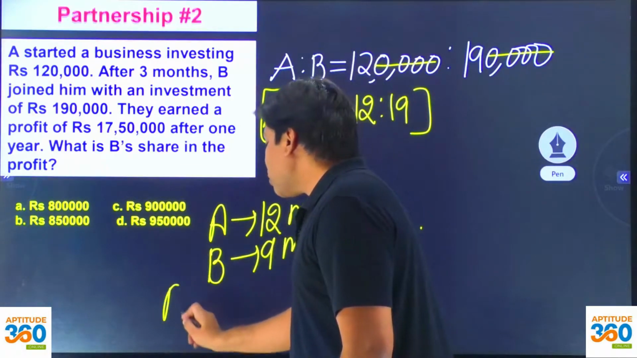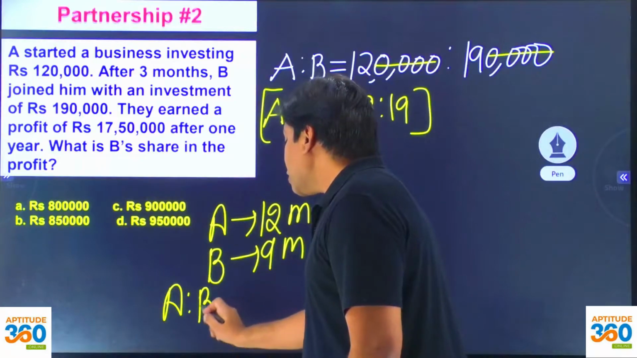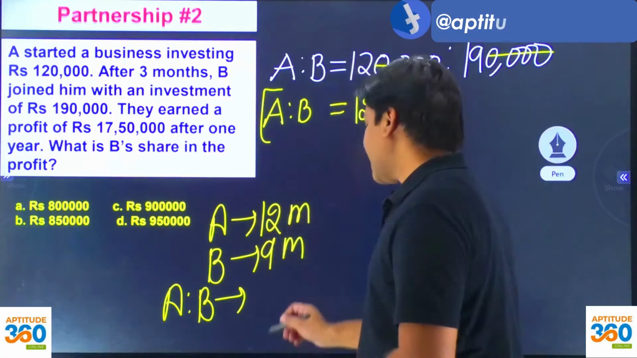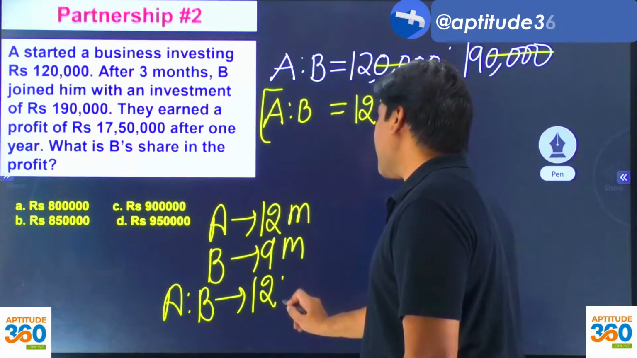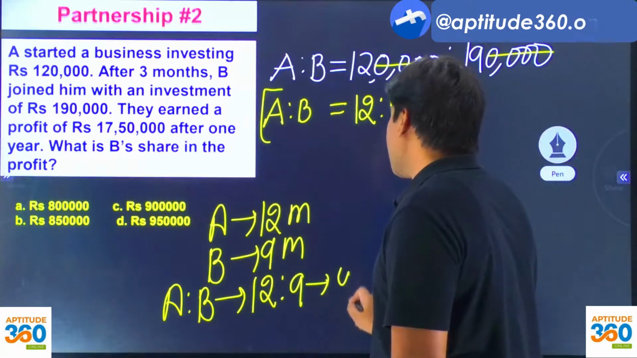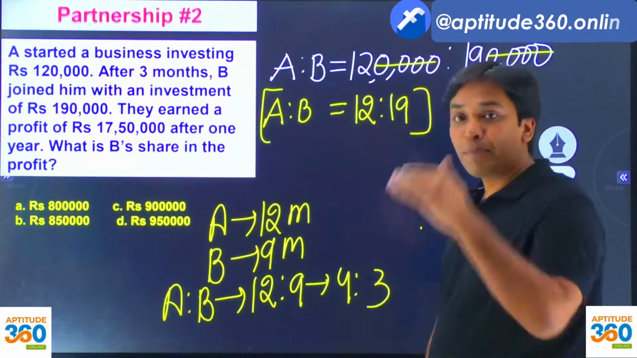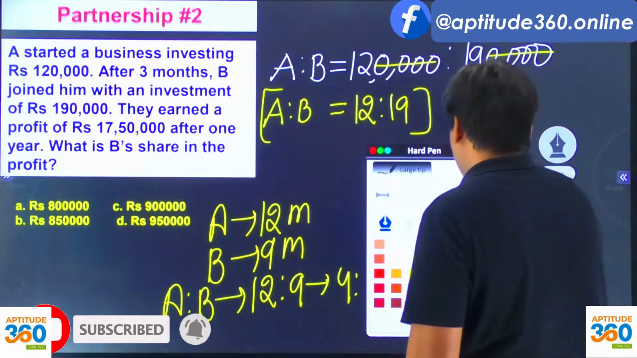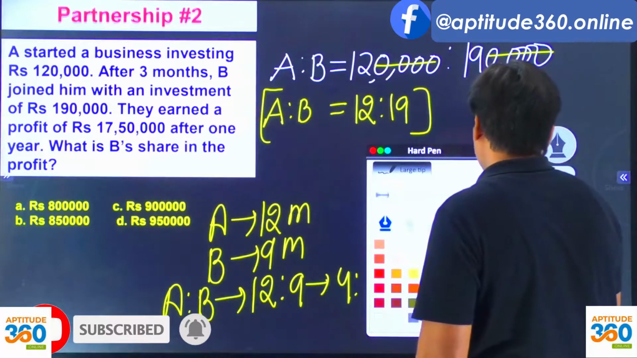So what is that you should be doing? Step number 2, you should be finding what is the ratio of their time periods. So that is coming out as 12:9. If you simplify, what is this? 4:3. So step number 1 is complete. Step number 2 is complete. What should you do now?